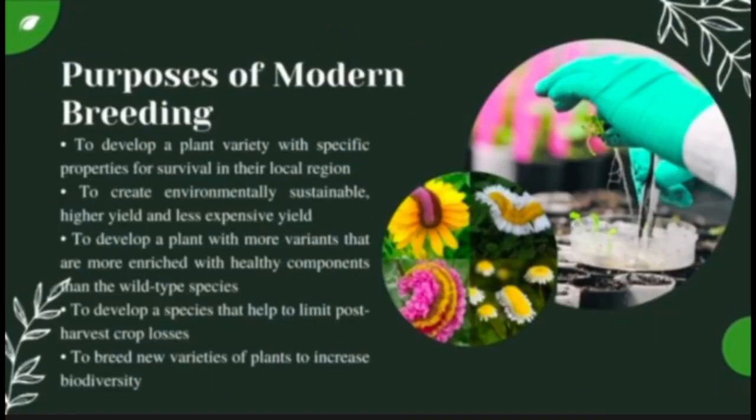The purpose of modern breeding is to develop a plant variety with specific properties for survival in their local region. Next is to create environmentally sustainable, higher yield and less expensive yield. Next is to develop a plant with more variants that are more enriched with healthy components than the wild type species. Next is to develop a species that helps to limit post-harvest crop loss. Next is to breed new varieties of plants to increase biodiversity.